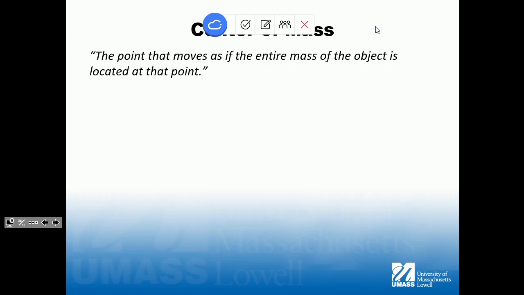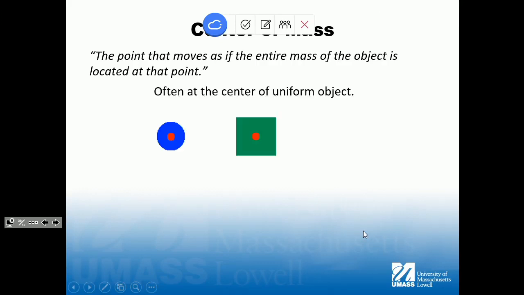The center of mass for most uniform objects is at the center of the object. There doesn't actually have to be mass at the center of mass. A good example is a donut. A donut is a nice uniform object. Its center of mass is right in the middle. Is there mass in the middle of the donut? Not really. Okay. So center of mass for a uniform object is just the center of the object.